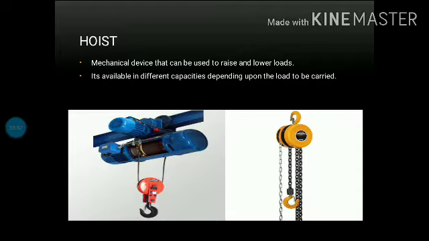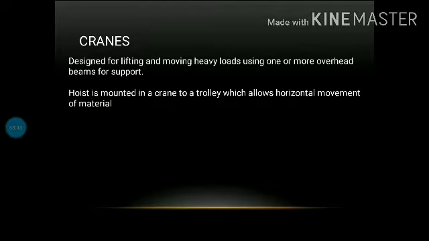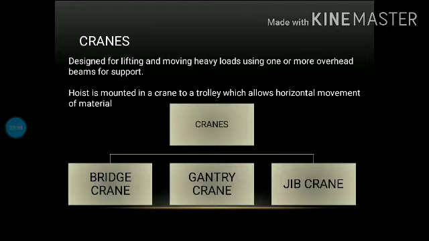Hoist, a mechanical device that can be used to raise and lower loads. It's available in different capacities depending upon the load to be carried. Cranes, designed for lifting and moving heavy loads using one or more overhead beams for support. Hoist is mounted in a crane to a trolley which allows horizontal movements of a material. Cranes, there are three types: bridge crane, gantry crane, and jib crane. One crane we are going to see.